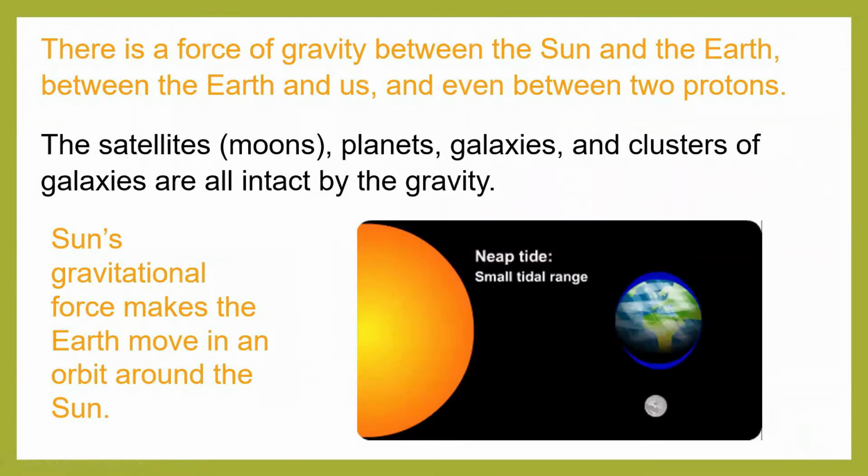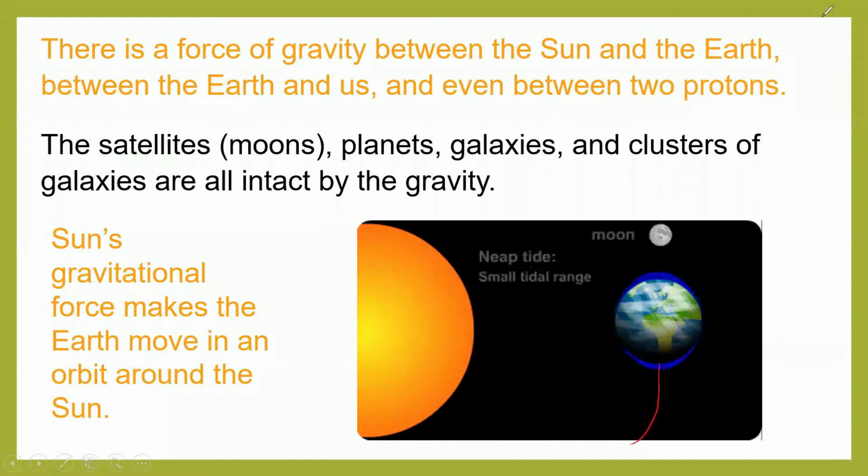There is a force of gravity between the sun and the earth, between the earth and us, and even between two protons. The satellites, planets, galaxies, and clusters of galaxies are all intact by the gravity. Sun's gravitational force makes the earth move in an orbit around the sun. So all galaxies, they are attracting each other. As the solar system, they have a force of attraction. Similarly, galaxies, they have a force of attraction and keeping the shape of the universe uniform.